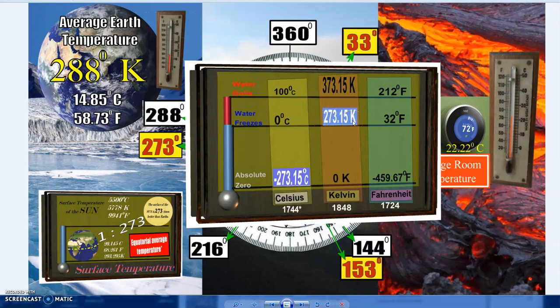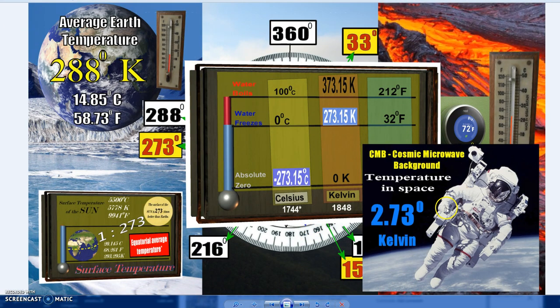273.15 Kelvin. Absolute zero, when everything freezes, and that's just the low. At that temperature, everything stops. There's a relationship between pressure and volume, and at minus 273, so absolute zero, minus 273.15 Celsius. Water freezes at 273.15 Kelvin.